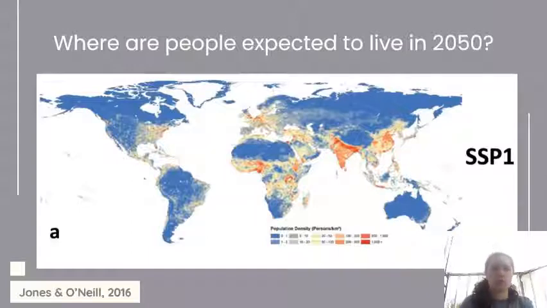Which brings us a step closer to the question where people are expected to live in 2070. Here we see a map by Jones and O'Neill, where they have taken the data from the SSP scenarios and created a spatially explicit dataset of population density. They did not only do this for the SSP1 scenario, but they made a spatial projection for population count, density, urbanization for all five scenarios. And it is this data that in my research I will define as the expected population distribution.